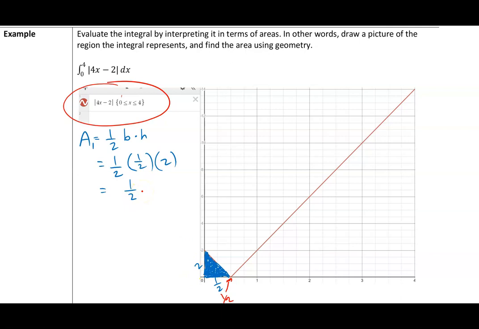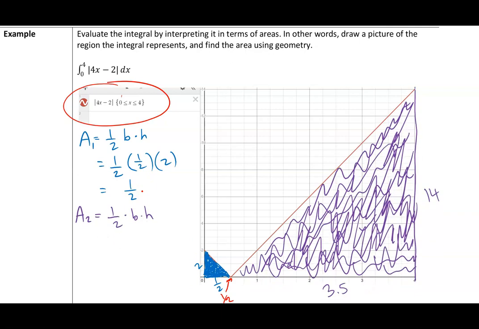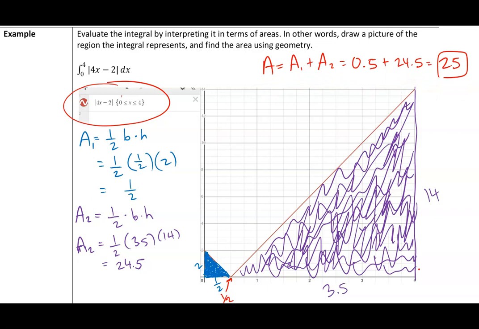Okay, now what about the big triangle? For the big triangle, the base is 3.5 and the height is 14. So the area is going to be 1/2 times 3.5 times 14, which is 24.5. And then if we add these two together, the total area will be 0.5, which is a half, that's the area of the first triangle, plus 24.5, which will give you 25.